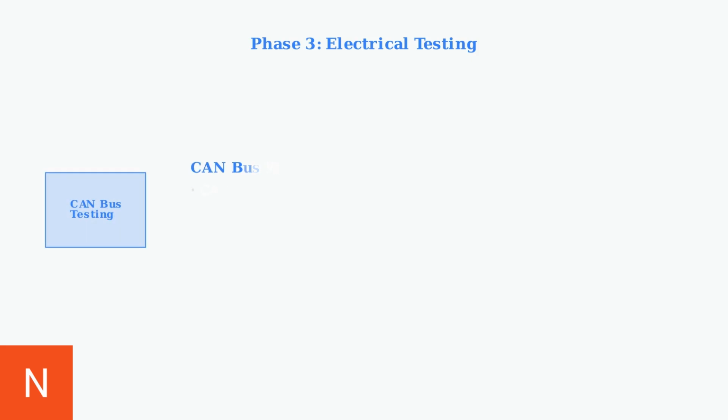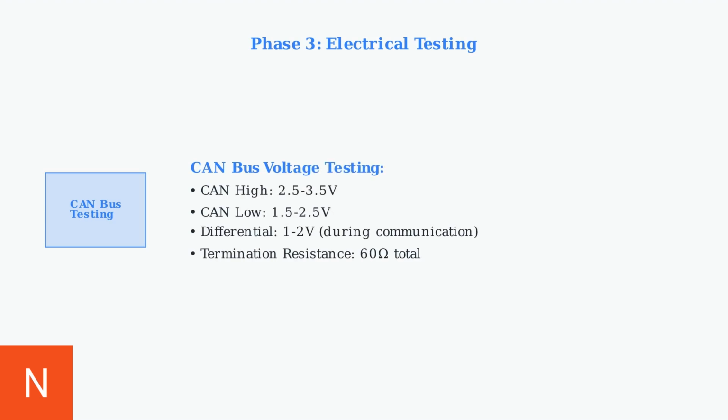CAN bus voltage testing is essential. CAN high should read 2.5 to 3.5 volts. CAN low should be 1.5 to 2.5 volts, with a differential voltage of 1 to 2 volts during active communication.